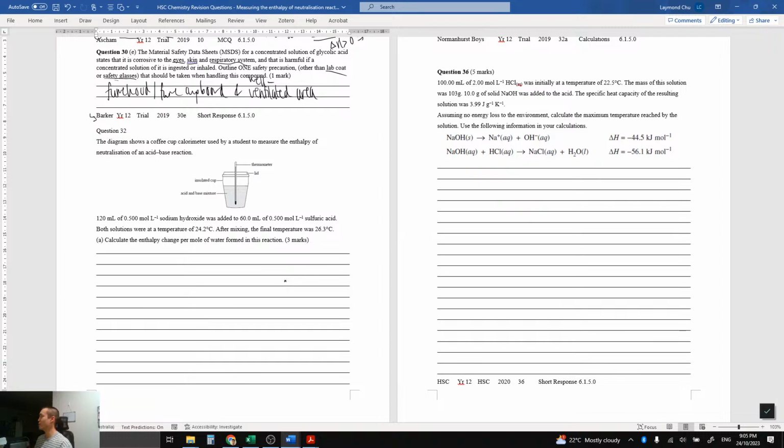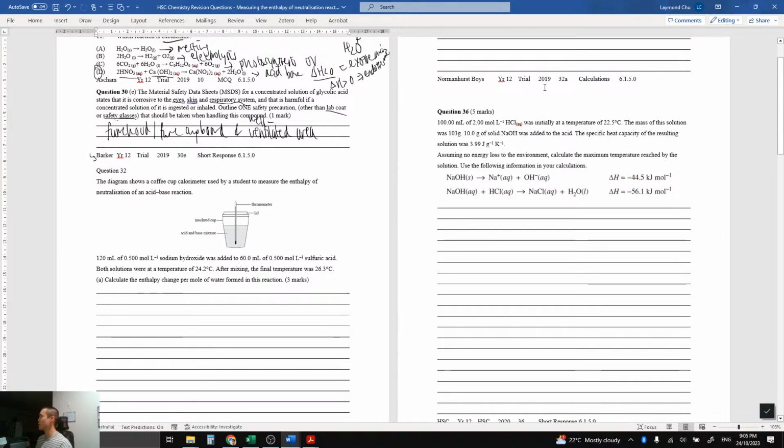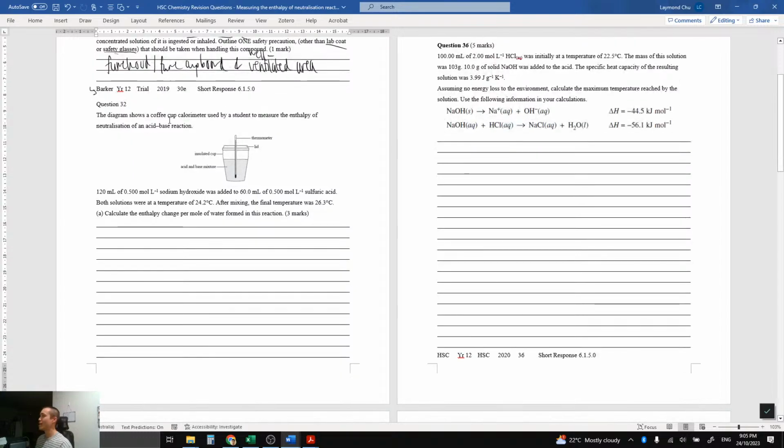So question 32, this one's from Norman Hurst 2019 trials, 32A. The diagram shows a coffee cup calorimeter used by a student to measure the enthalpy of neutralization of an acid-base reaction. 120 mL of 0.5 mol per liter sodium hydroxide was added to 60 mL of 0.5 mol per liter sulfuric acid. Both solutions were at a temperature of 24.2. After mixing, the final temperature was 26.3. Calculate the enthalpy change per mole of water.